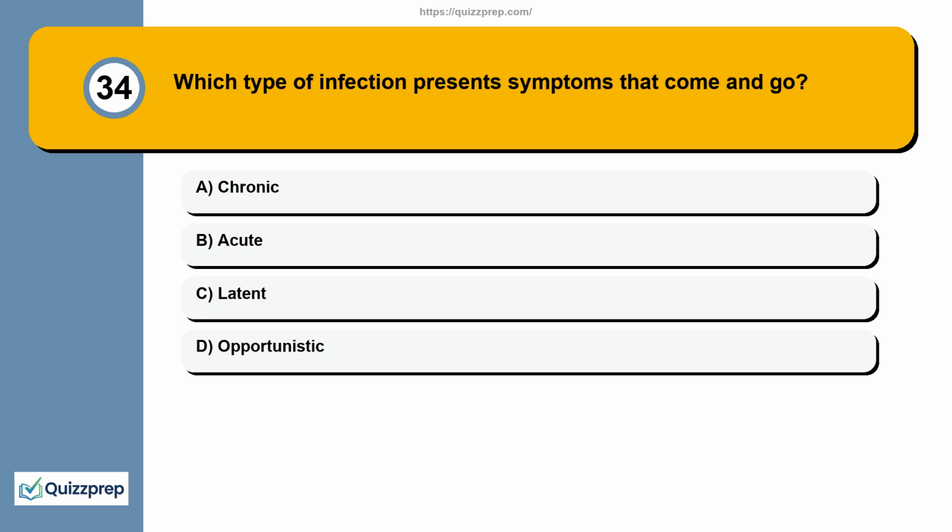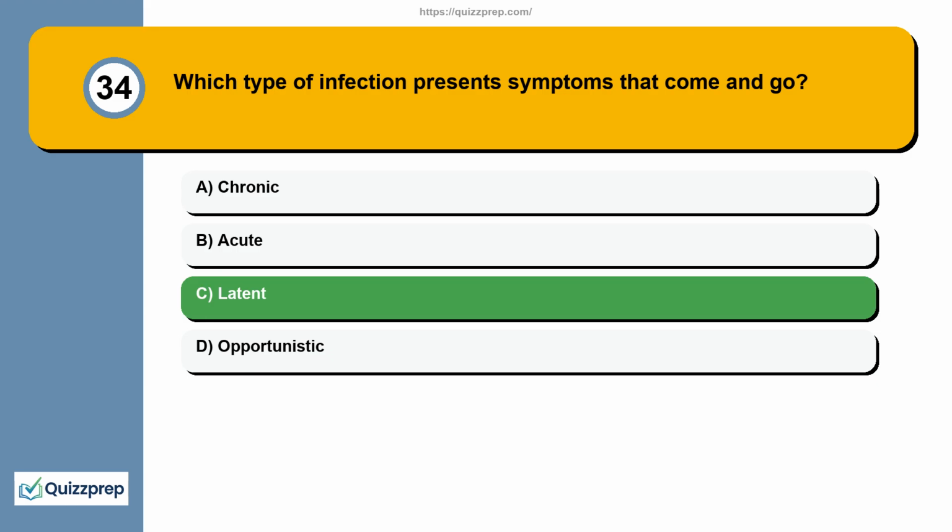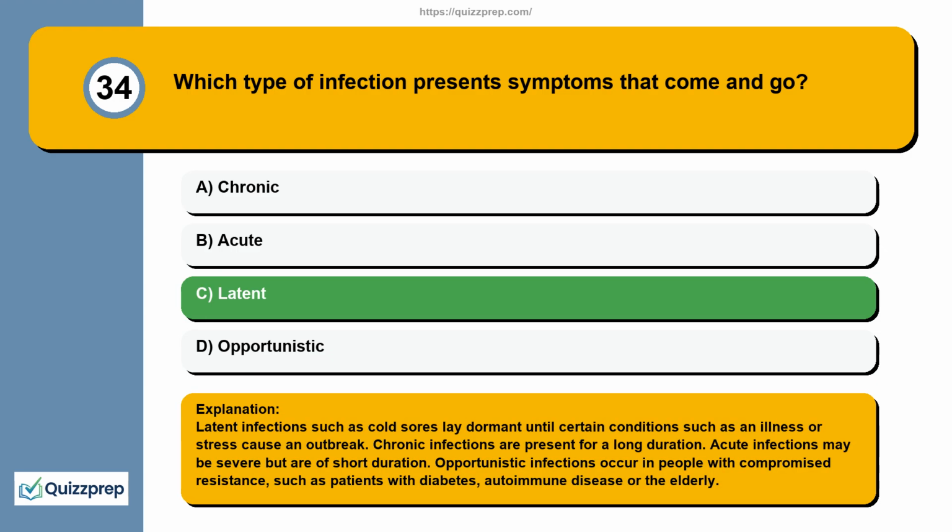Question 34. Which type of infection presents symptoms that come and go? Chronic, acute, latent, opportunistic. Latent infections such as cold sores lay dormant until certain conditions such as an illness or stress cause an outbreak. Chronic infections are present for a long duration. Acute infections may be severe but are of short duration. Opportunistic infections occur in people with compromised resistance, such as patients with diabetes, autoimmune disease, or the elderly.